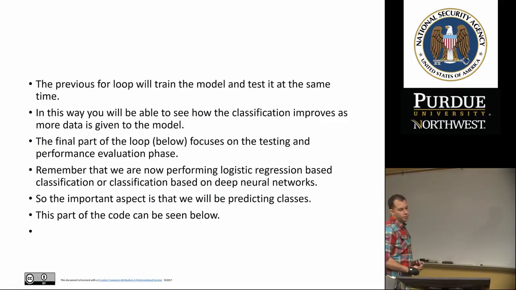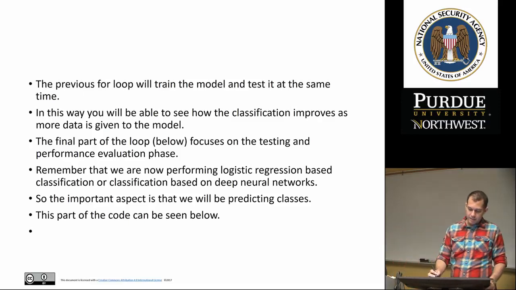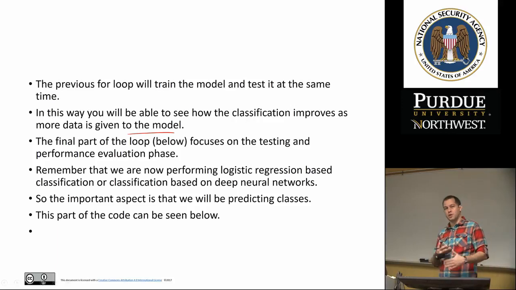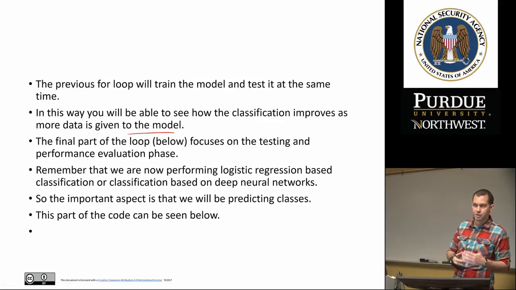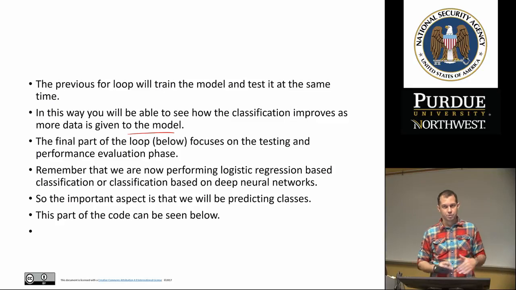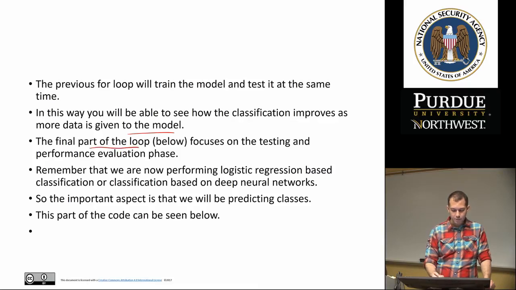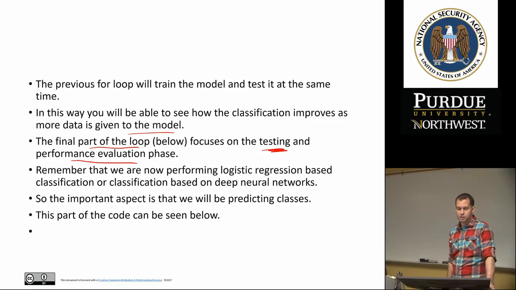So the previous loop will train the model and test it at the same time, right? We saw that in the code. In this way, you'll be able to see how the classification improves as more data is given to the model. If you saw in the code as you were running iterations, every 1,000 iterations or so, you can print a plot. You can look at the performance of the algorithm. And then the final part of the loop, which I also described, focuses on the testing and performance evaluation.